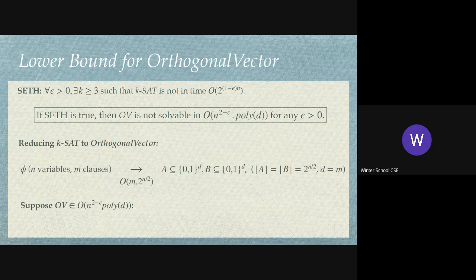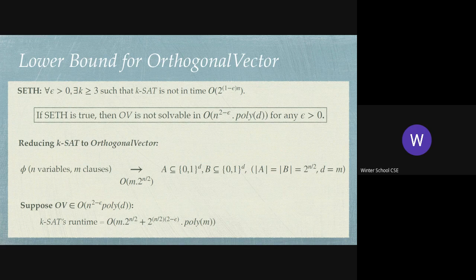So suppose orthogonal vector is solvable in time order of n to the 2 minus epsilon times poly d, for some epsilon greater than 0. Solve k-SAT this way. What will be k-SAT's runtime if you use this reduction and this algorithm for OV? First you have to add the time for reduction, which will be m times 2 to the n by 2.